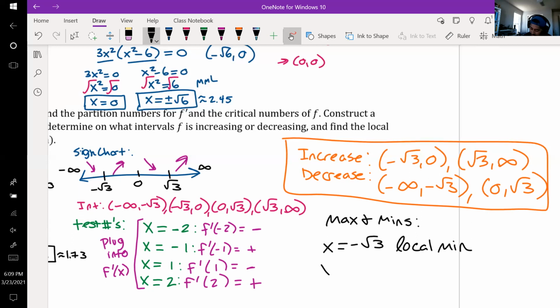And then let's look at 0. At 0, you increase, decrease. That is a local max. And the last one, x equals √3. You decrease, you increase. So again, we have a local minimum.